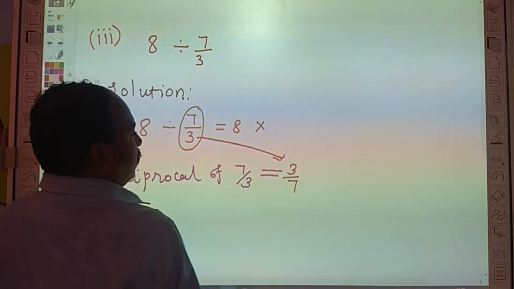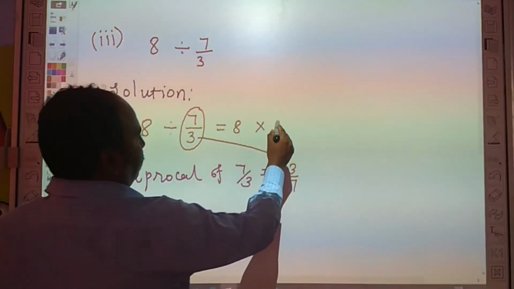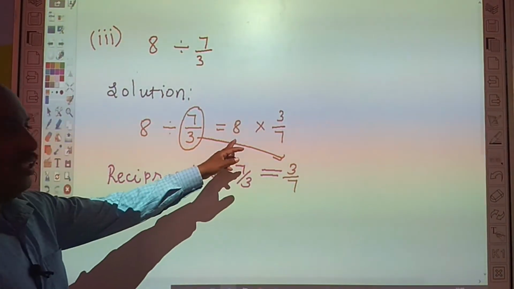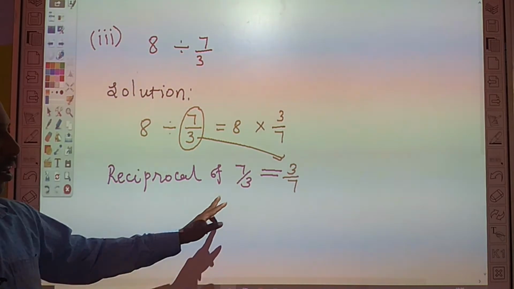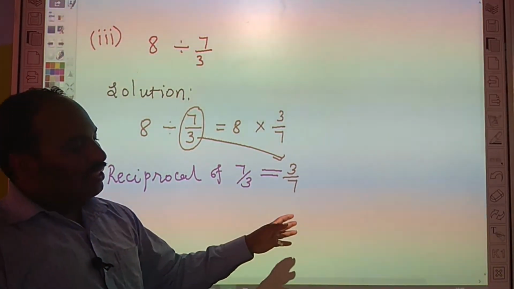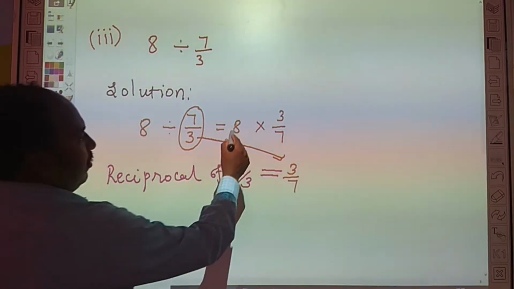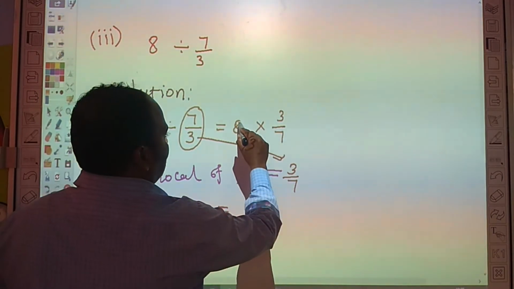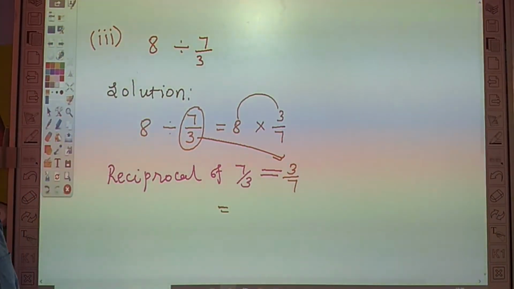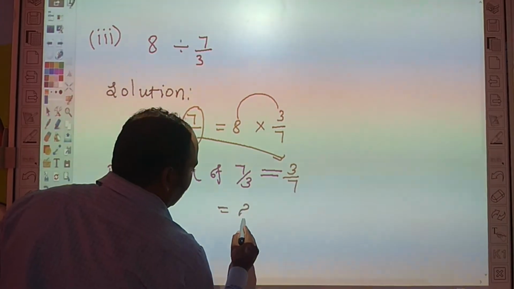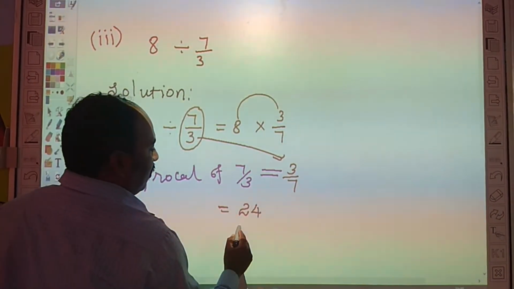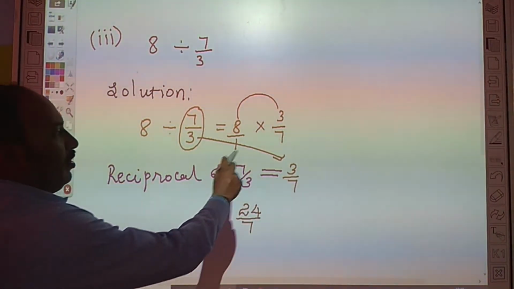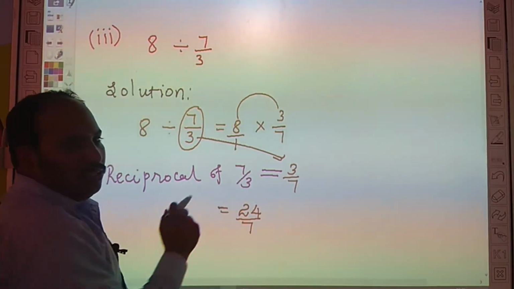So 8 into 3/7. The given number is 8. We multiply by the reciprocal of 7/3, which is 3/7. So 8 into 3/7. 8 3s are 24. The denominator part 7 only having here, nothing else. That means 1 into 7 is 7. 8 3s are 24.